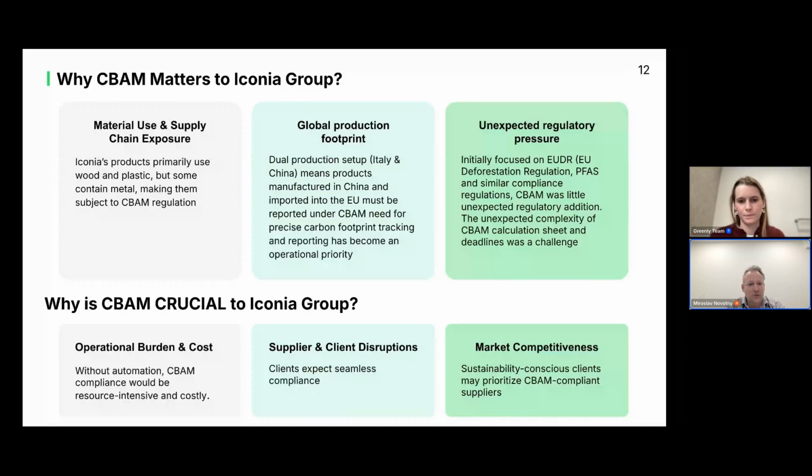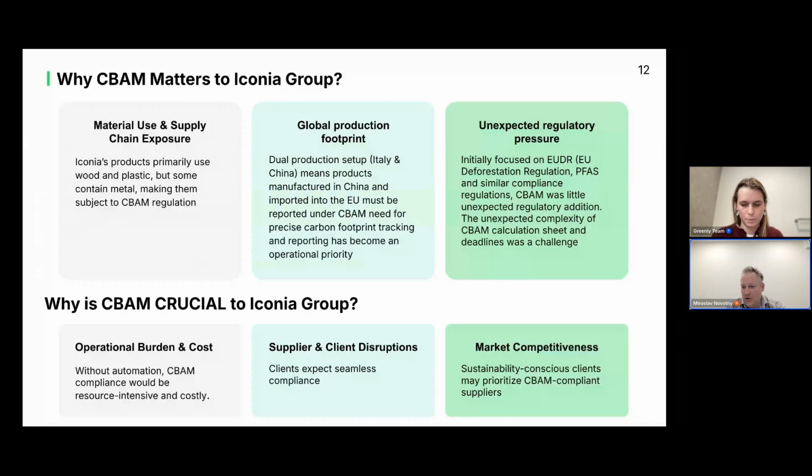We need to do EUDR regulations, REACH, and all the others. While we were already set up quite well for all the other regulations, CBAM came a little bit late on our table, and we were a little bit surprised. So we had a little bit of a stressful time in the first quarter to submit all the data.